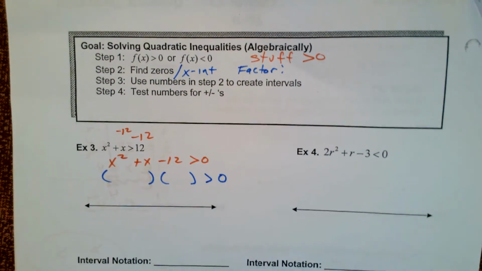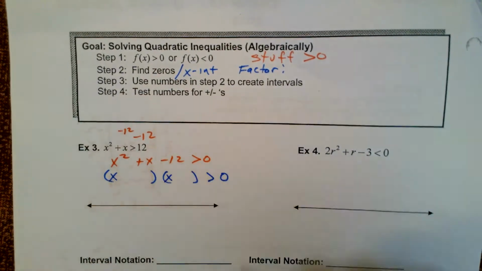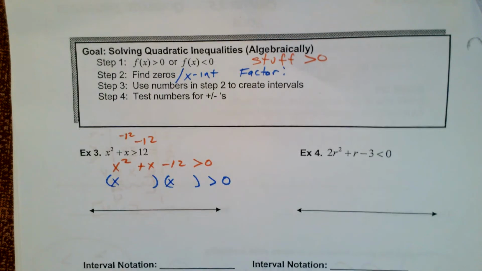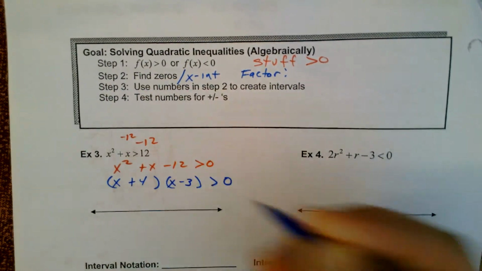So we need to factor this guy. I'll do the first part. Factors of the first term is x and x. What are factors of -12 that add up to 1x? What do you guys got for that? Factors of -12. 4 and -3. So x plus 4, x minus 3.